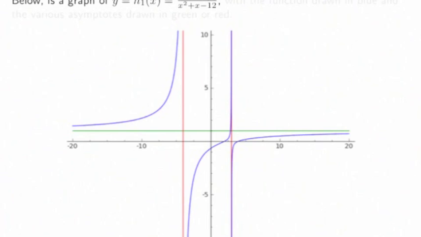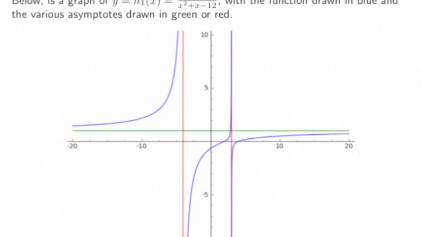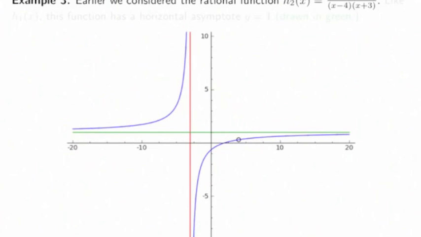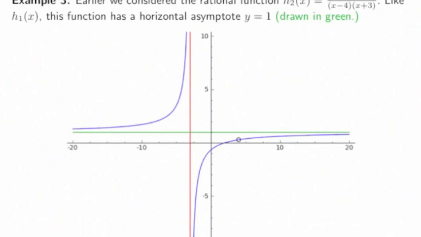Here's a graph of this function. With the function drawn in blue, the vertical asymptotes are drawn in red, and the horizontal asymptote is drawn in green. You can see how the function drawn in blue approaches the green and red lines in various regions. Let's look at this rational function. Like the earlier one, it has a horizontal asymptote at y equals 1, drawn in green, has a vertical asymptote drawn in red, and then it has a hole where x is 4.